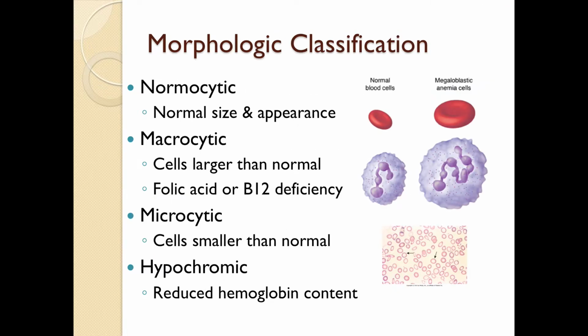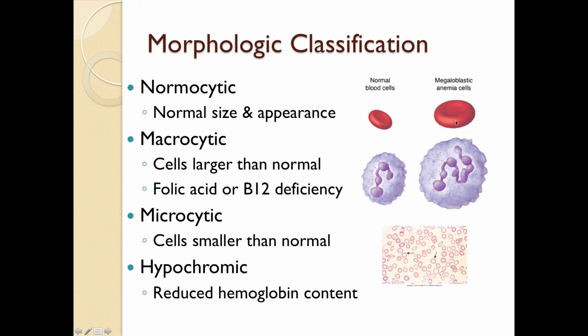So here are your morphologic classifications. What do the blood cells look like? These are important things to keep in mind because these let you know what type of anemia that person has. If the cells are normal in size and appearance, normal size, normal color, we call them normocytic, normal cells. So here's a normocytic red blood cell. There are macrocytic cells. Macrocytic means they're really big. In this case, we've got a macrocytic megaloblastic cell.